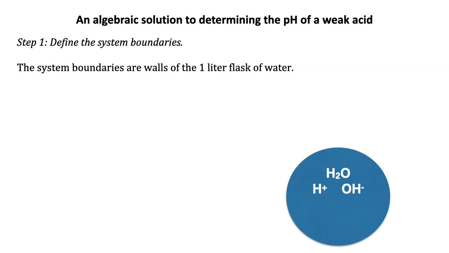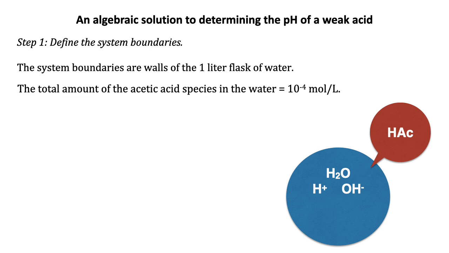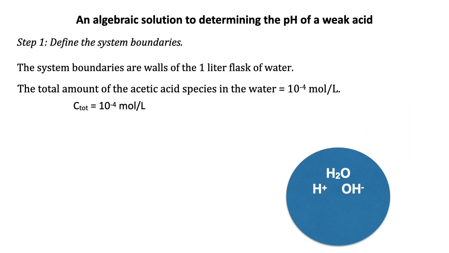Again, step 1, we define the system boundaries. We draw our circle with water, always starting with water, to represent our 1 liter flask, and to this we're going to add some acetic acid. The total amount of acetic acid that we're going to add is 10 to the minus 4. The acetic acid in solution is then going to form some of the acetate ion, and in this case, because it's a weak acid, we're also going to have some of the protonated form of the acid in solution as well. Since this is a weak acid, it's a pretty good guess that we can start with the HAC concentration equal to the total concentration of 10 to the minus 4.